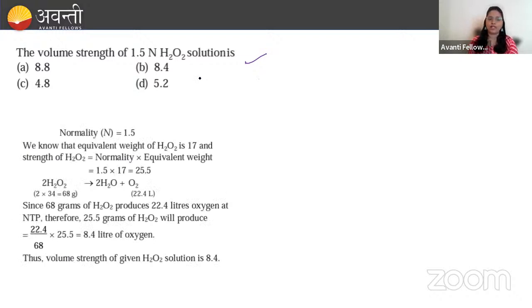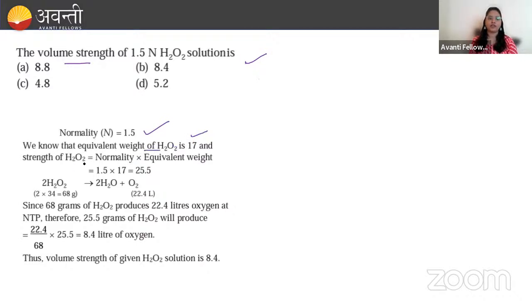So in the problem, what is given to us? We are given the normality, that is 1.5. Now what we have to determine is the volume strength. In order to determine the volume strength, we need to remember the equivalent weight of H2O2. So what is the equivalent weight of H2O2? It is 17.